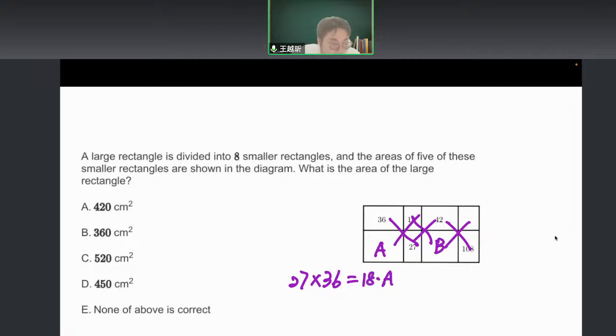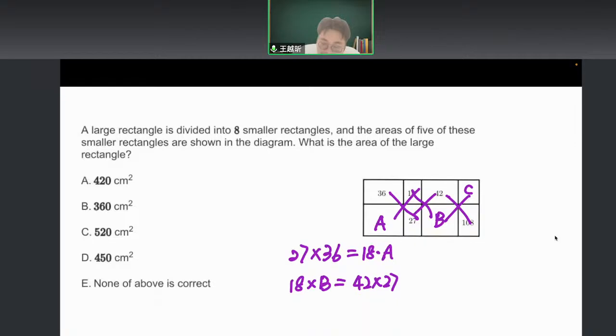And this one is B. So we can know 18 times B equals 42 times 27. So this one is C. B times C equals 42 times 108. After that, you calculate all the things and add them together. You can find out the answer is 420.